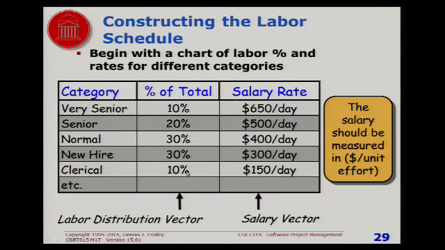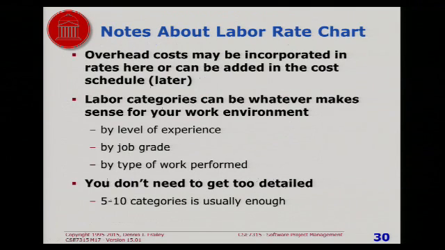Now, where would you get these from? Again, you look at past projects. You say, well, on the typical project, we need about X% senior people and Y% new hires and whatever, and you figure out what those numbers are going to be. And then this is either what you pay them, or this could be the total cost, including overhead costs. It doesn't matter. You can add the overhead type stuff in now or later. It's up to you. That's what this slide says.